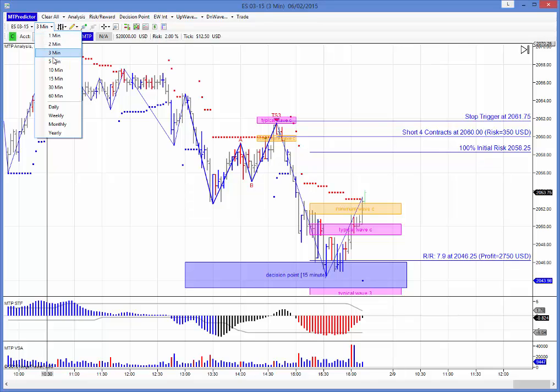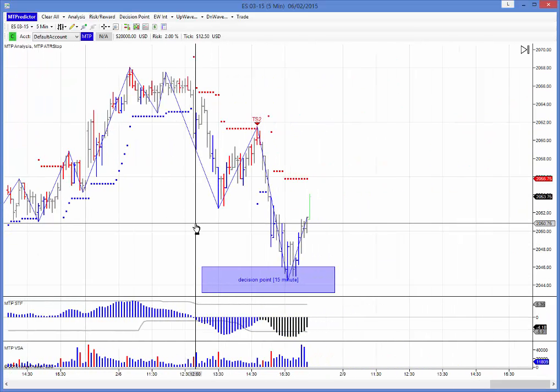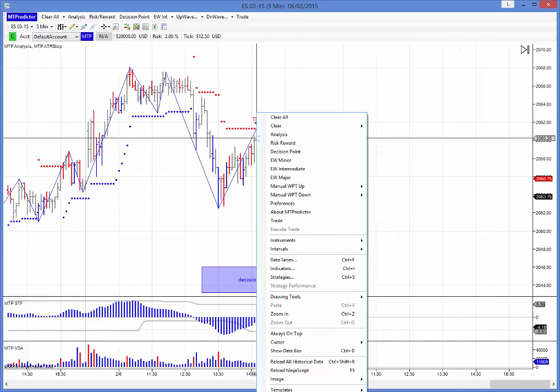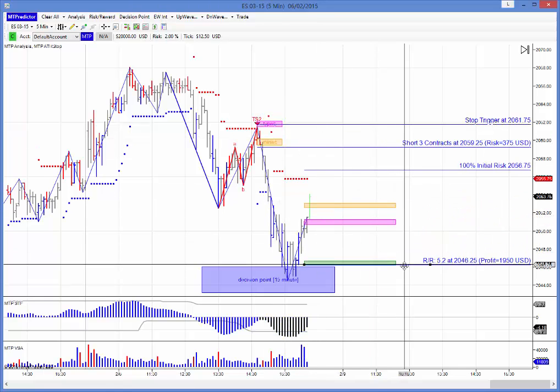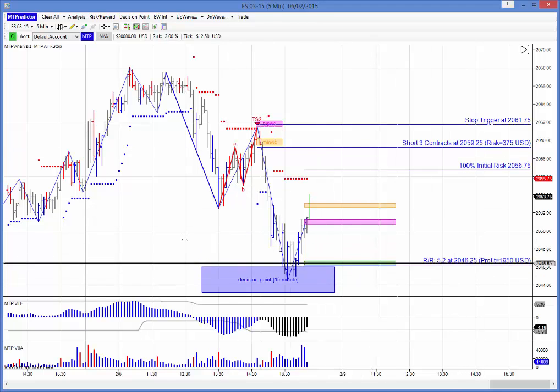If you trade 5-minute charts, exactly the same kind of thing. There was a TS2 sell on your 5-minute chart, place your analysis on, come down into your higher time frame support zone, and again a very nice 5R profit was available.